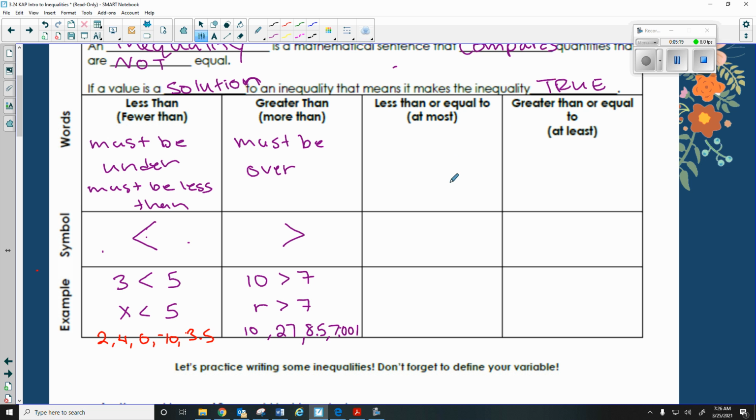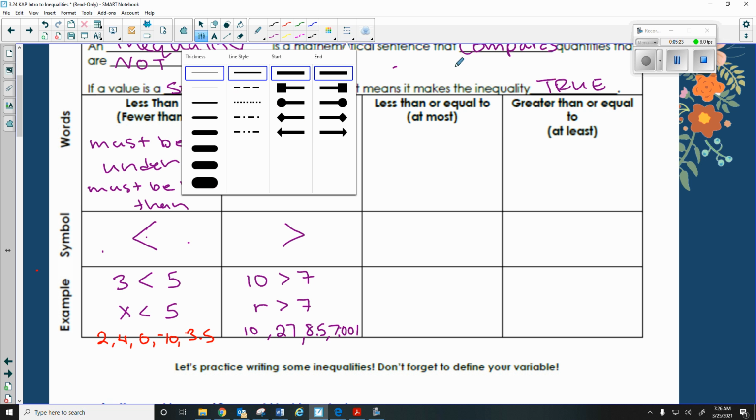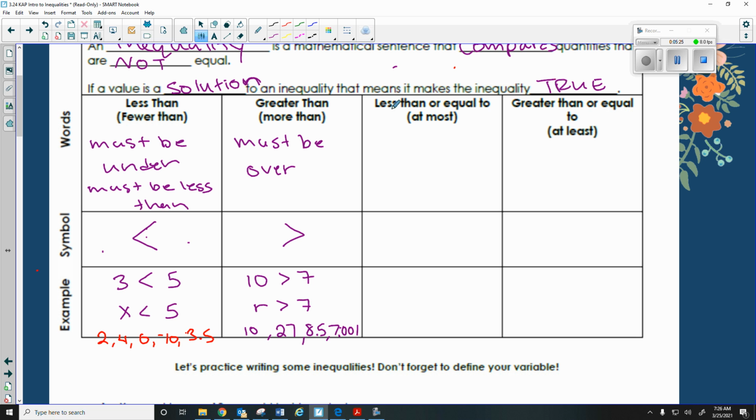So these next two are a little bit different, okay? These are sort of new probably to you, but it's working off of what we already know, okay? There is the less than or equal to symbol. It's the less than symbol with a line underneath it, okay? Something can be less than or equal to. At most, no more than, no greater than, lots of things.